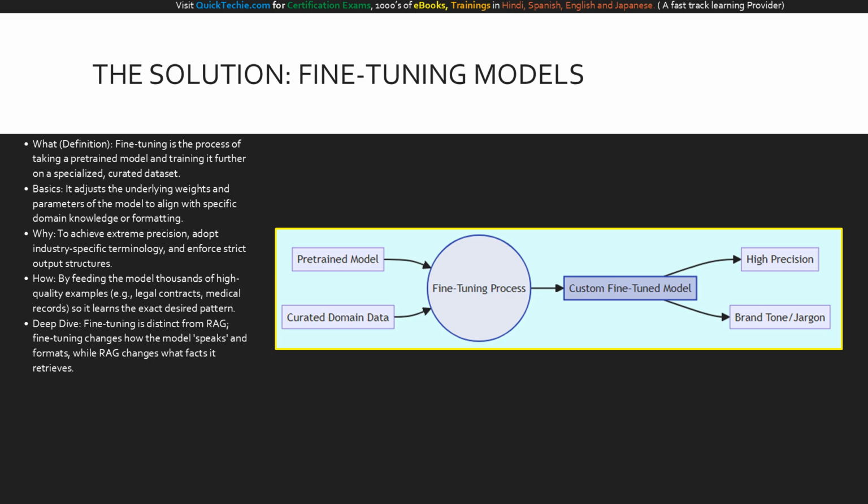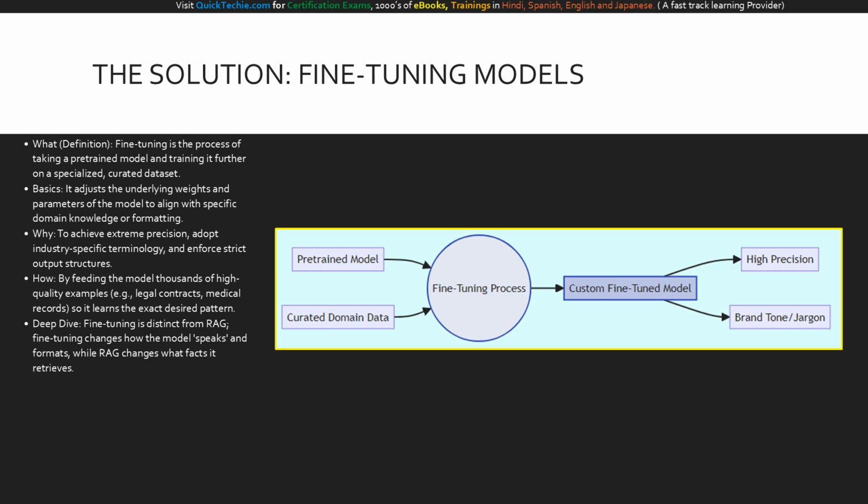Let's visualize the mechanics of fine-tuning. On the left, we have two inputs feeding into the central process. First, we take our existing, powerful pre-trained model. Second, we introduce our curated domain data. This is your company's secret sauce, the specialized knowledge. These two elements merge in the fine-tuning process node. Through this computational training, the system outputs a brand new asset, a custom fine-tuned model.